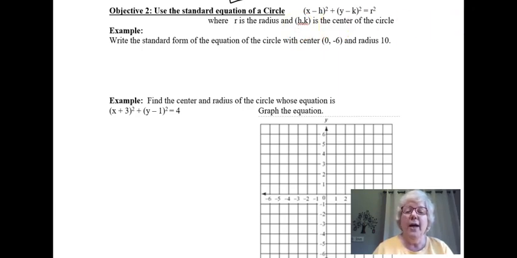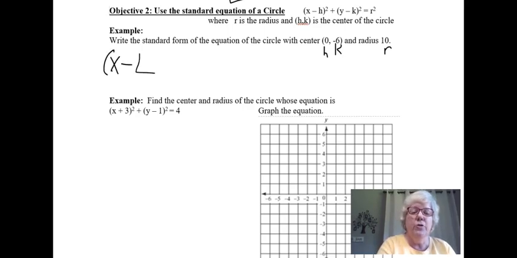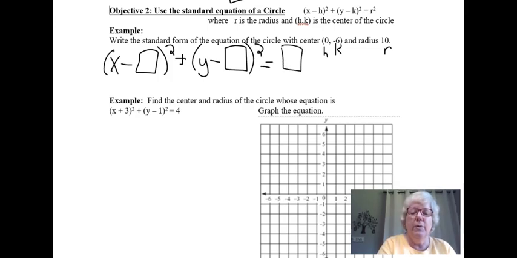First, we're asked to write the standard form of the equation of a circle with the center and this radius. Well, the center would be the h and the k, and the radius is the r. So you will take that formula, x minus, I'm just going to leave a blank there for the h, y minus, I'll leave a blank there for the k, and then I'll leave a blank for the r. And I will substitute in the numbers that I'm given. The first one is a 0 for the h.